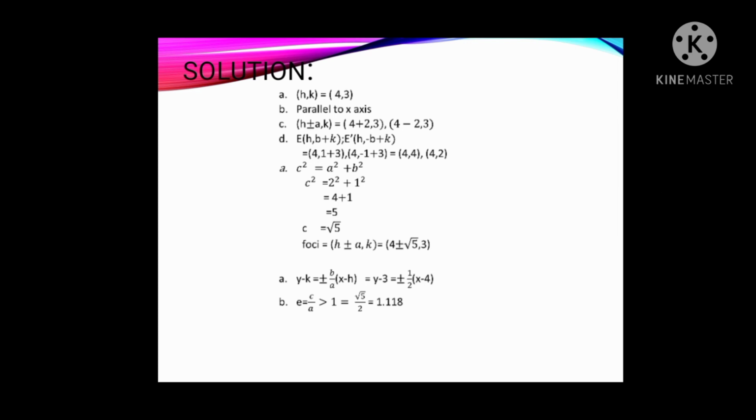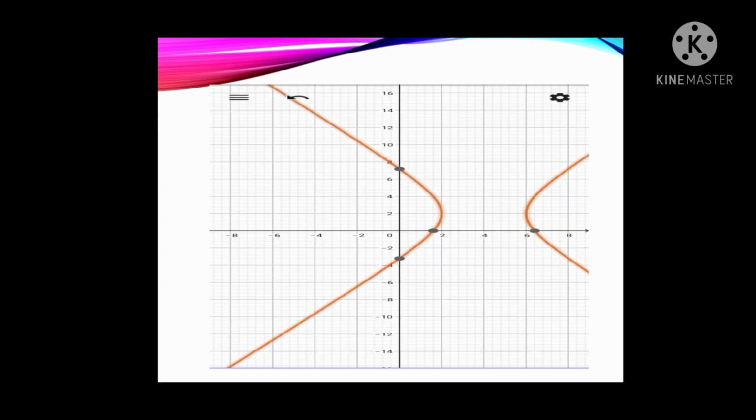Oh, we forgot the graph. Our graph for h and k is this. This is the graph for h and k. It is the same as before, horizontally oriented. God bless. Thank you.